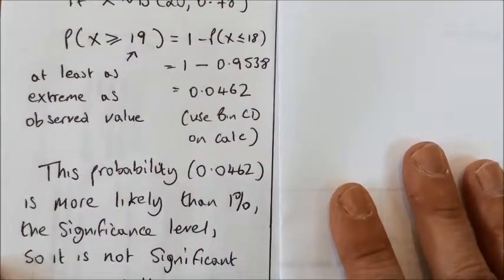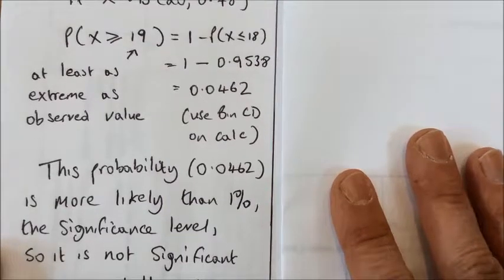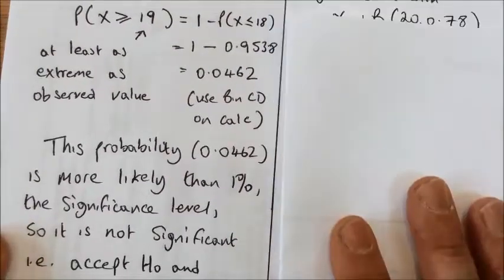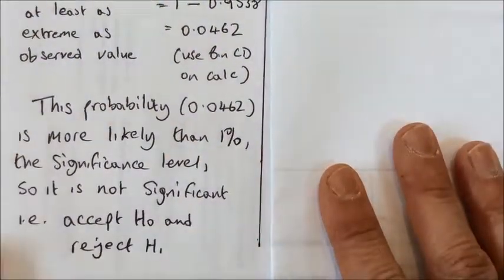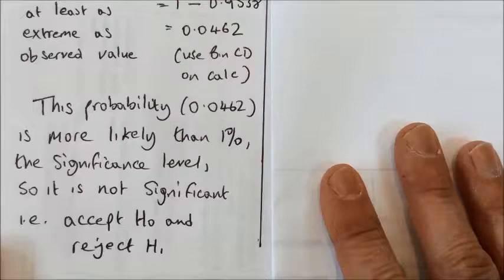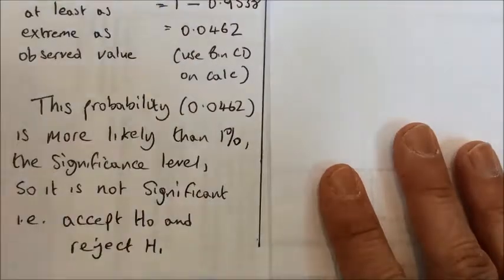That probability is more than the 1% significance level. So in other words, that means it's not significant, so we accept H0, that p is still 0.78, and we reject H1.